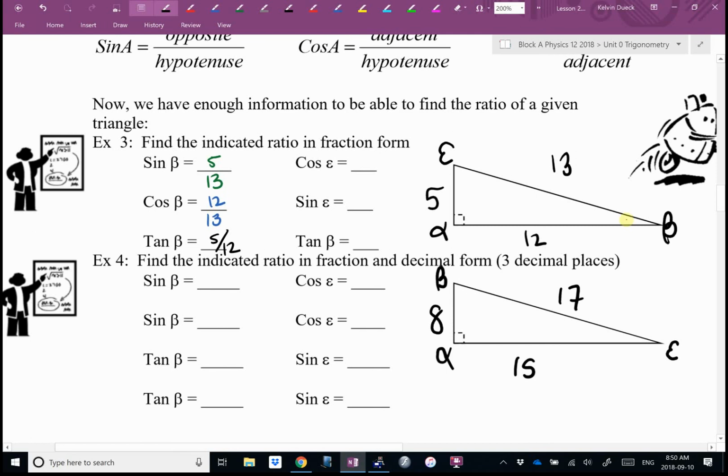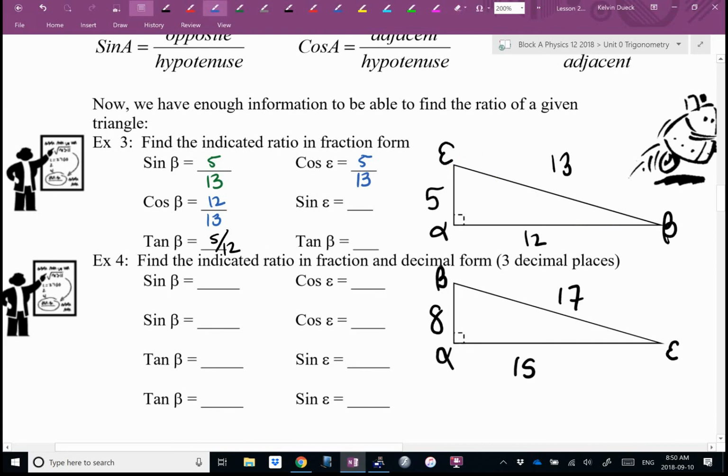Now, that's if we're looking at angle beta. What if we look at angle epsilon? Cosine of angle epsilon. Cosine is adjacent over hypotenuse. Well, the hypotenuse is still 13. What's adjacent to angle epsilon? 5. You may notice that the sine of one angle in a triangle is the same as the cosine of the other angle in a triangle.